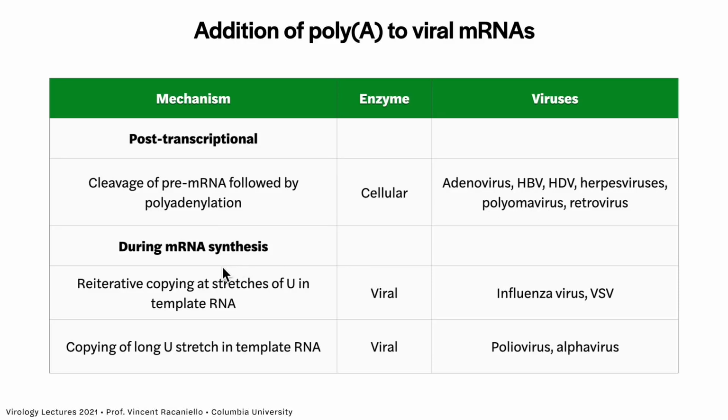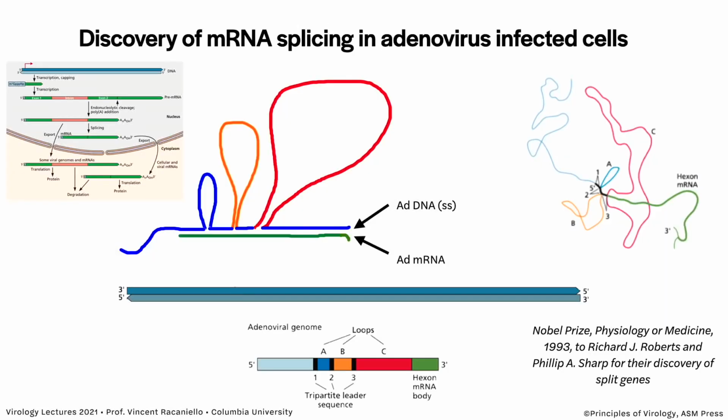But during mRNA synthesis, this was from last time, we talked about the RNA viruses. Reiterative copying at stretches of U, influenza virus and VSV. We talked about that as a mechanism. Or copying of a long U in the template. Poliovirus, the poly-A is copied to poly-U, which is copied back to poly-A. So 3 distinct mechanisms, one post-transcriptional, the others during mRNA synthesis. The other processing that happens during transcription is splicing.